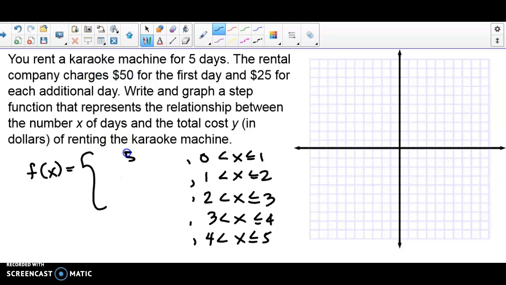The first function and the first expression is 50. So it's a constant function for a fraction of the first day or the first day, and then an additional $25 for each additional day. So for a fraction of day 2, you're going to add $25. It's going to be 75 already. For a fraction of the third day, or for a full 3 days, you add $25 again. So that's 100, and the pattern continues. So that's 150. Looks like a 6.